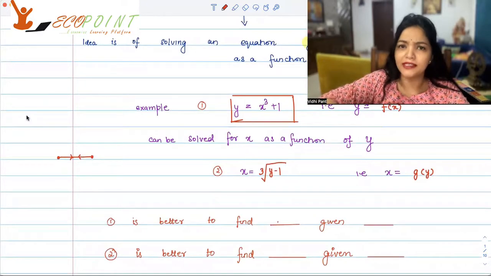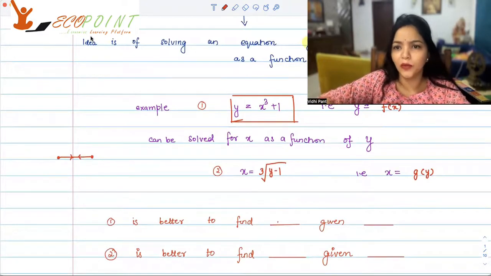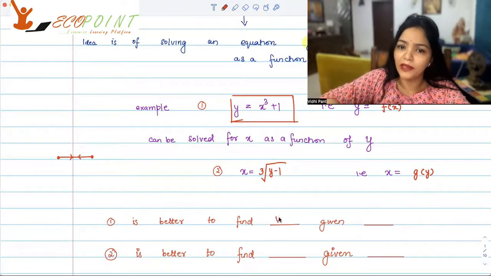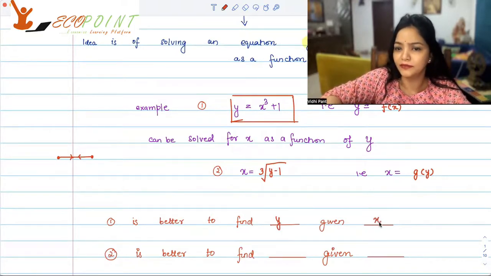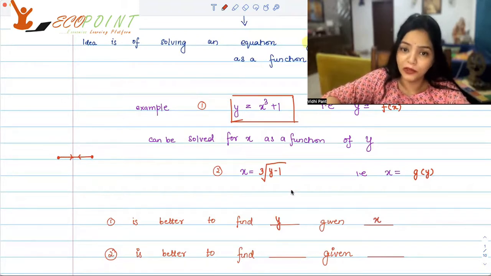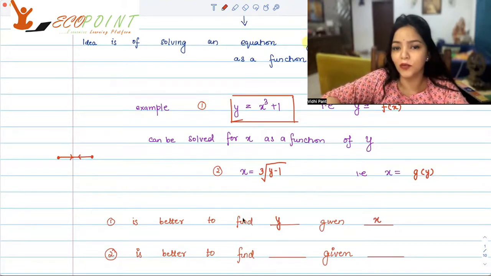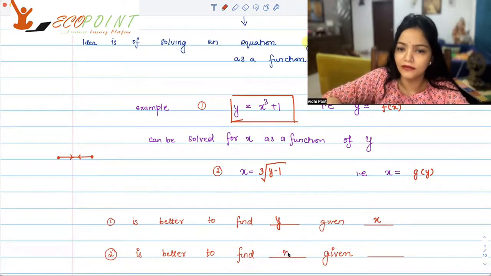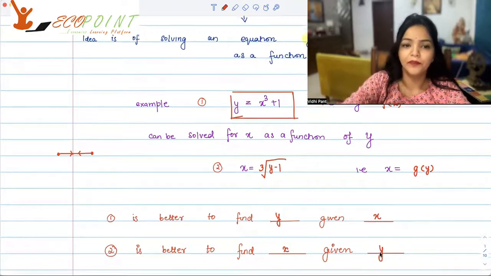One form is better in one scenario, and the other is better in another scenario, nothing else. Writing y in terms of x is better when you have to find y given x. And number two, writing x in terms of y is better when I'm given y and I have to find x.